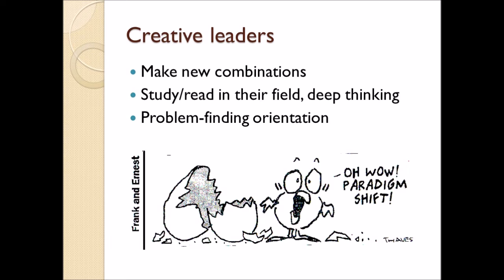They study and read in their field, continue to do deep thinking and letting ideas incubate in their minds, constantly revising the way they think about their work. And creative leaders take a problem-finding orientation, which might sound kind of odd at first. Why would we look for problems? But a creative leader doesn't want to wait until problems arise to address issues that could be troublesome. The creative leader will constantly be looking at the work process and looking for places that problems could happen and try to address those before things go wrong.